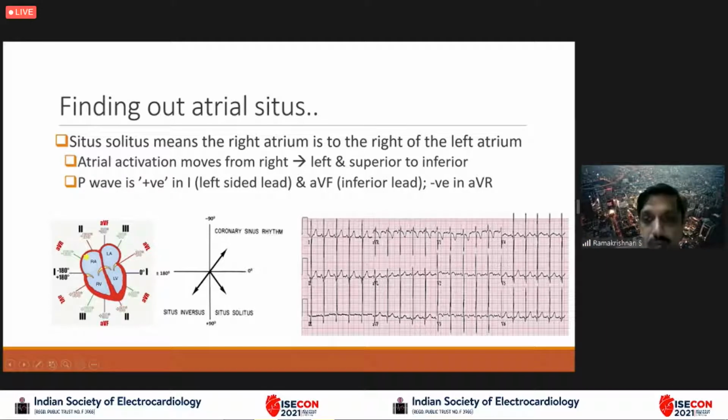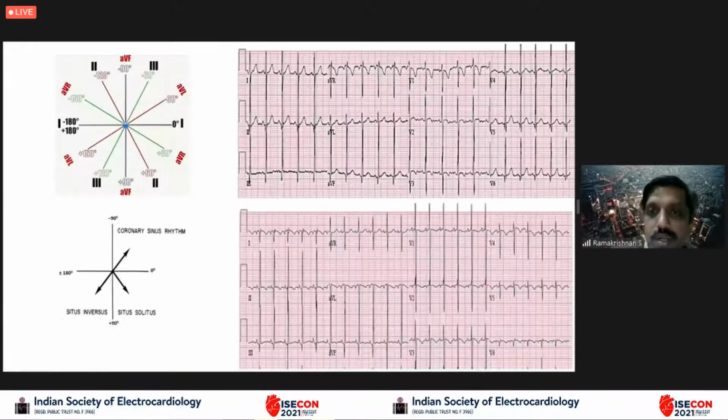So coming to the other changes that can happen. For comparison, I put the normal one above, and then you can see the lower one here. So this is situs inversus. In situs inversus, you can clearly see the P wave is inverted in lead 1. It is inverted in AVL. It is upright in AVR as well as upright in AVF. So that is classical of situs inversus.